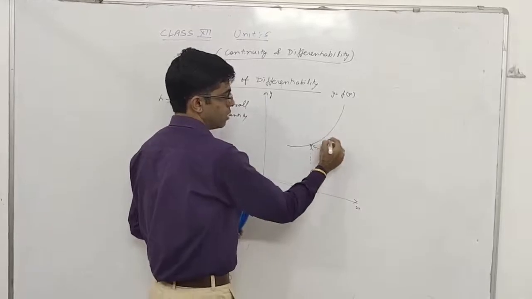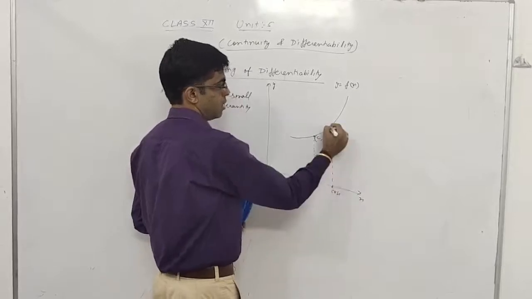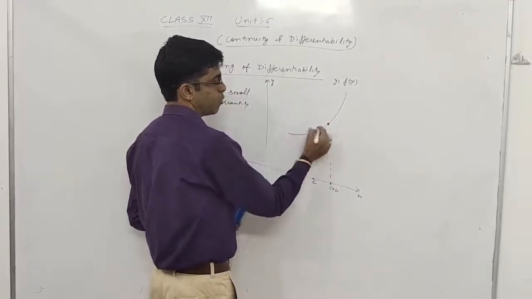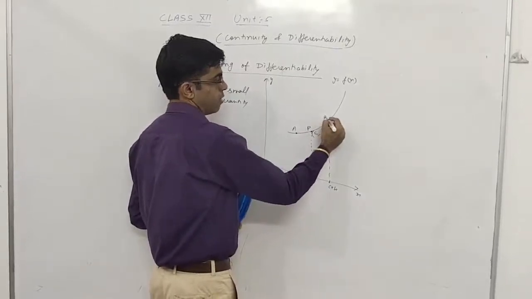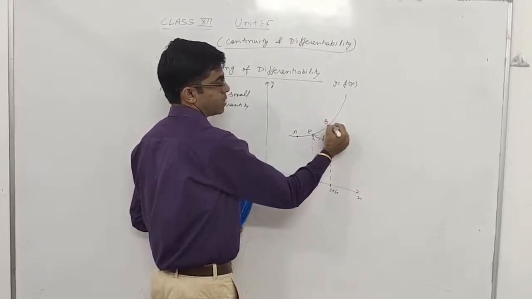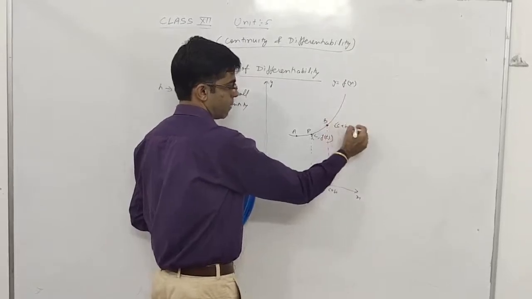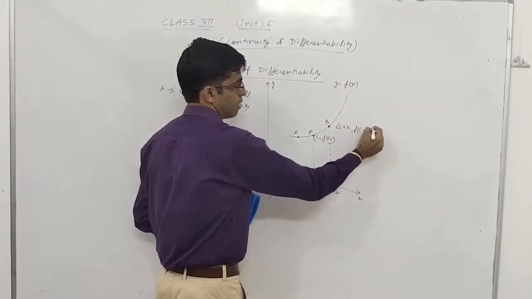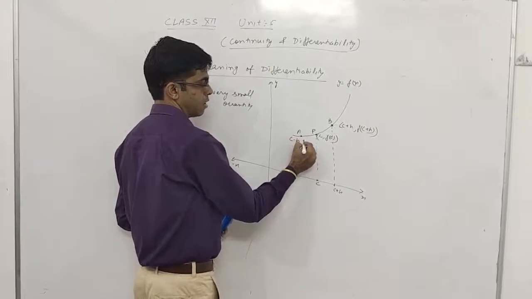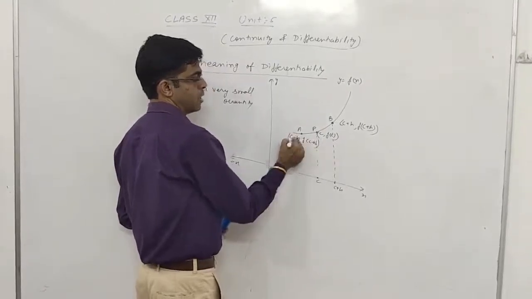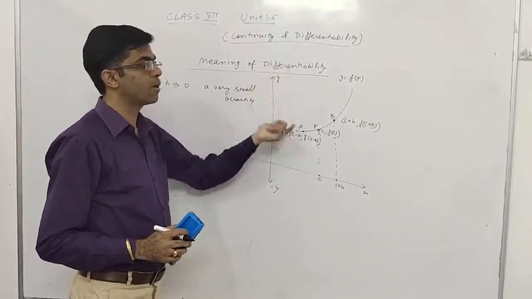So to the right of C, that is C plus h, there is a point, let's suppose B point, and to the left of C there is A point. The coordinate of this B point on this curve will be (C plus h, f of C plus h), and the coordinate of A will be (C minus h, f of C minus h). I am going to tell you the concept of differentiability, how this differentiability formula comes, and what the meaning of this is.